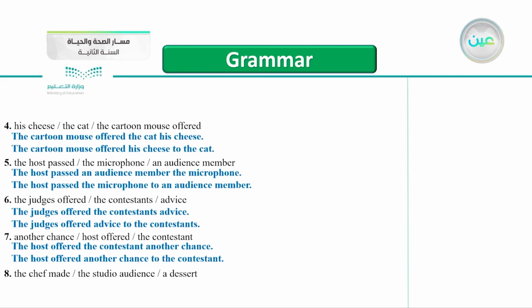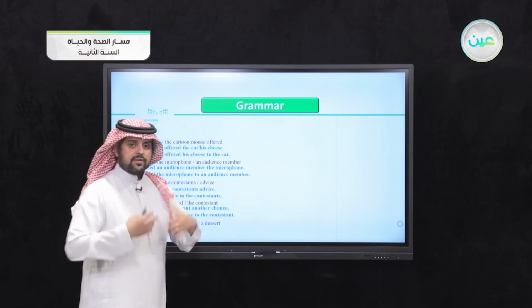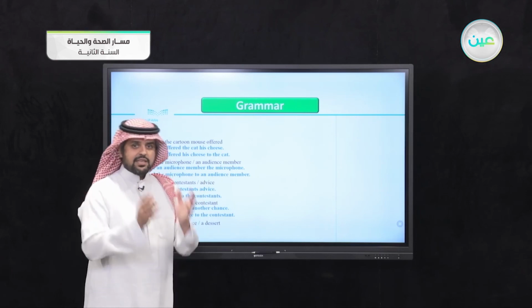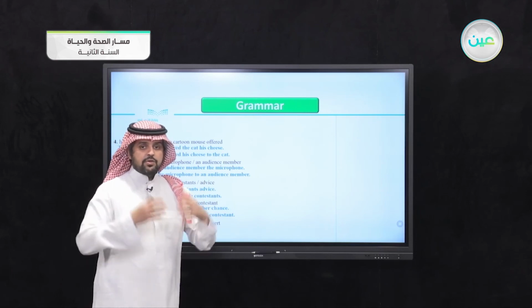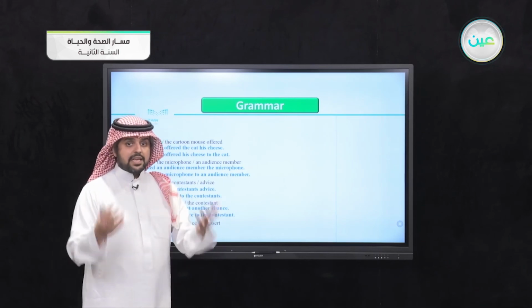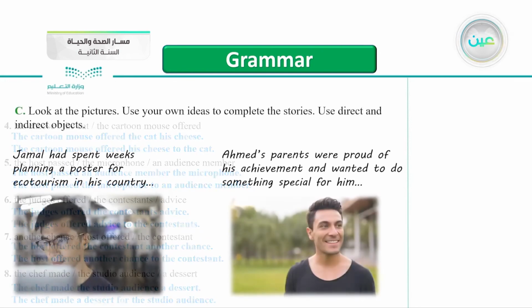Number 8: the chef made the studio audience a dessert. Whenever you answer this kind of question, always notice the direct and indirect object. When you know them, now you know how to rearrange the sentence as you like. Yes, this is correct. The chef made the studio audience a dessert. The chef made a dessert for the studio audience.